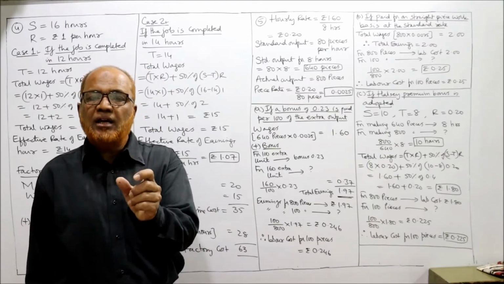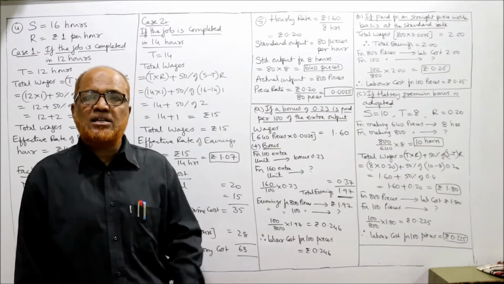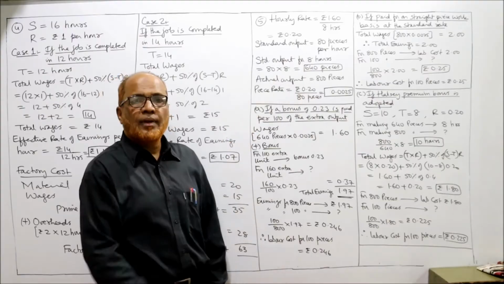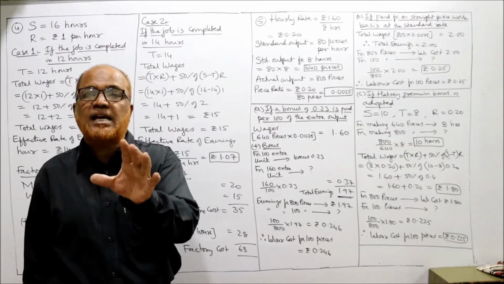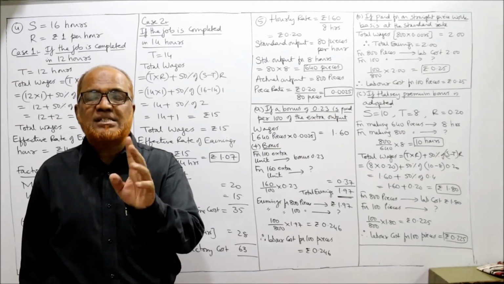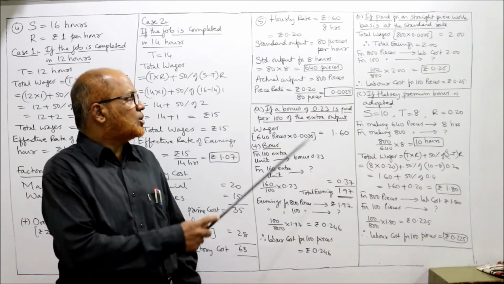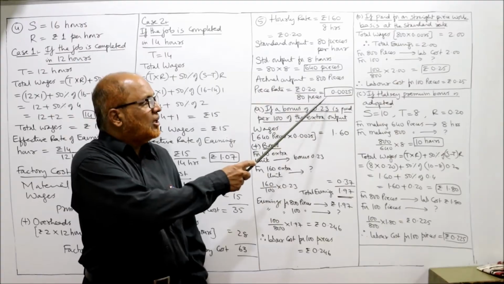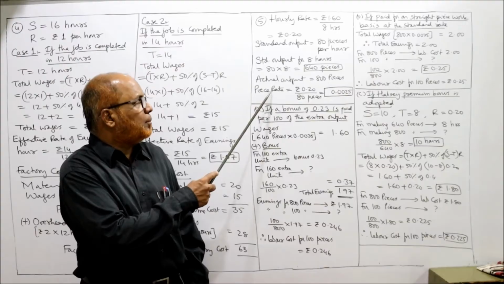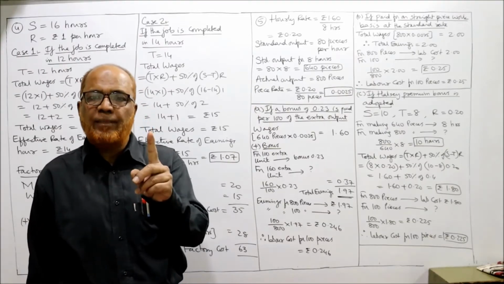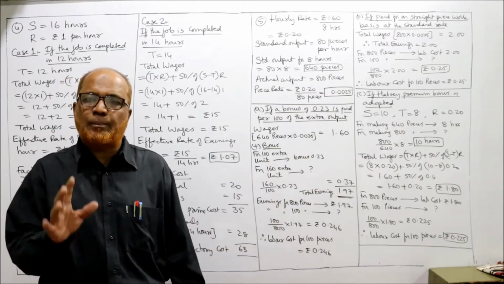Now the piece rate. In 1 hour he has to produce 80 pieces, and the rate per hour is 20 paisa. So how much is the piece rate? 20 paisa divided by 80 pieces, so 0.20 divided by 80. You'll get 0.0025. This 0.0025 is called the piece rate, the unit rate. For every 1 unit produced, he should be paid 0.0025. This is a basic calculation.